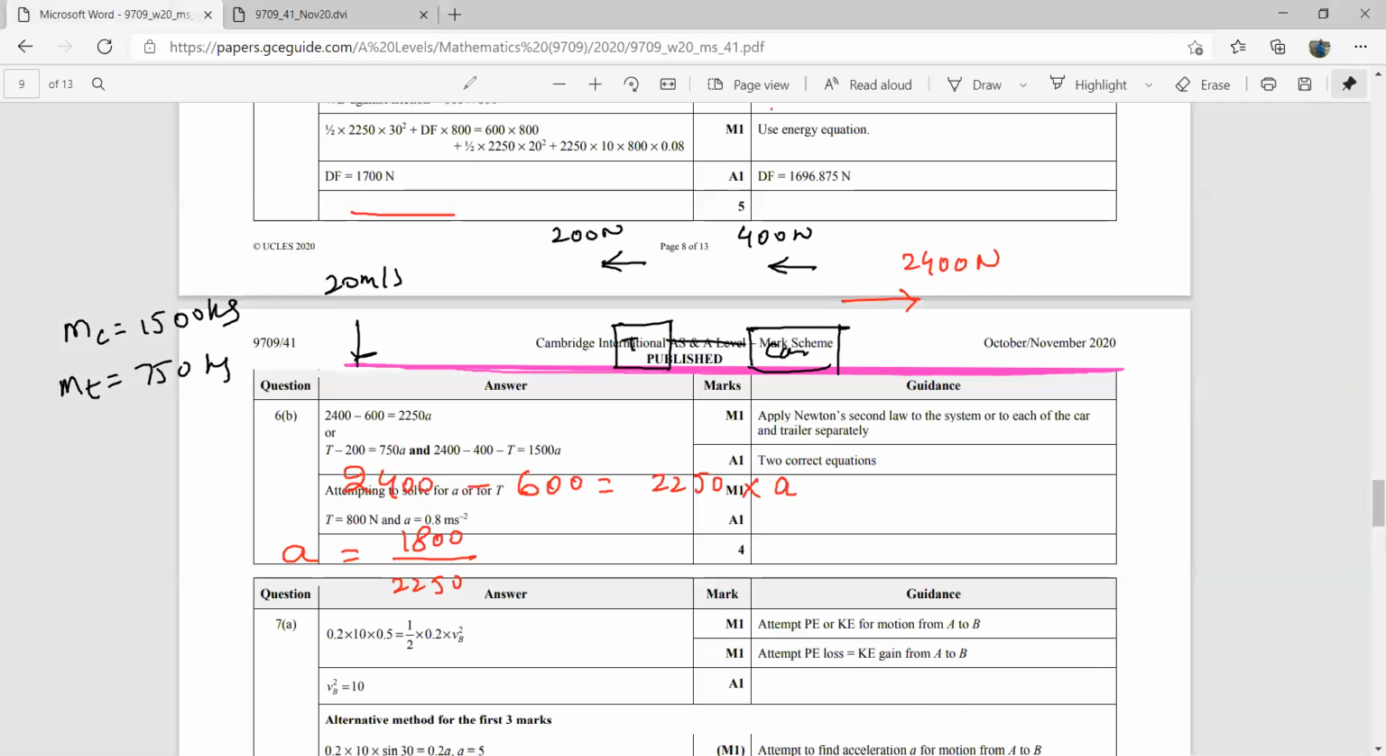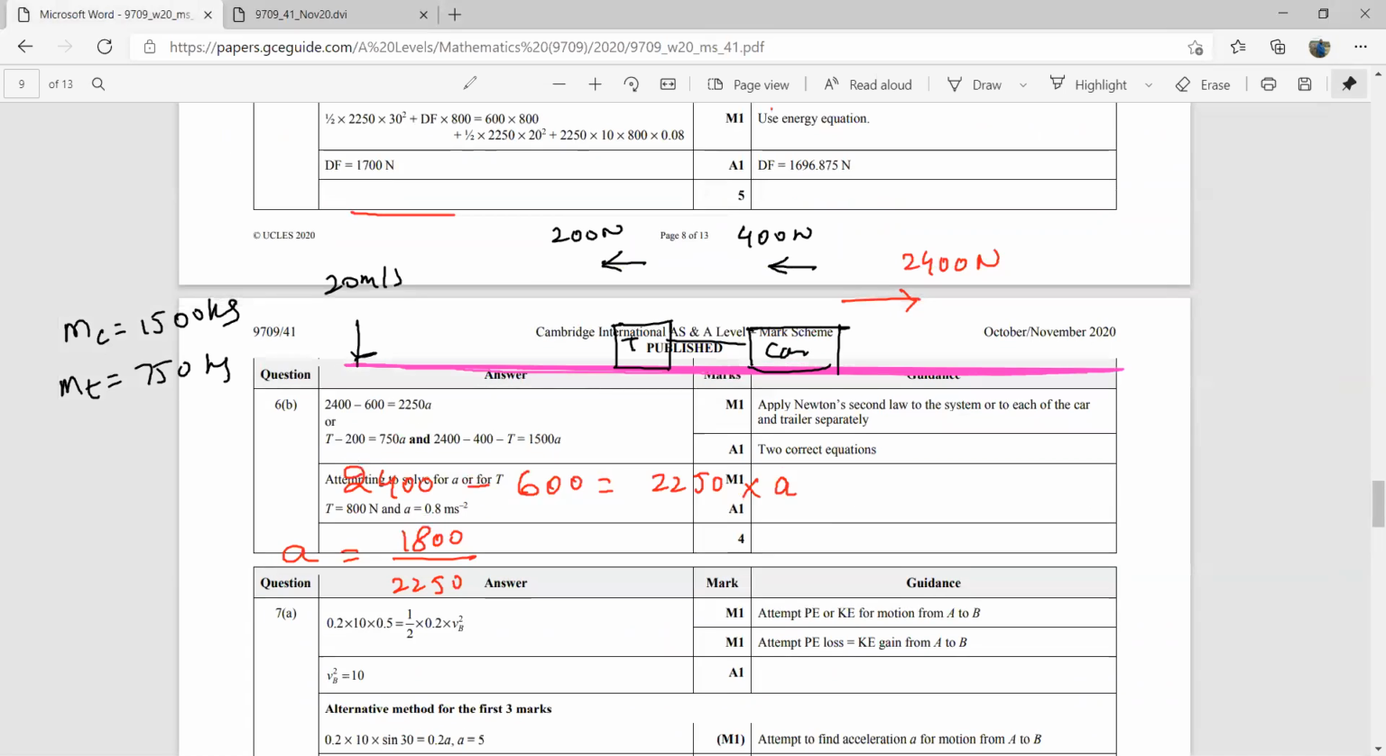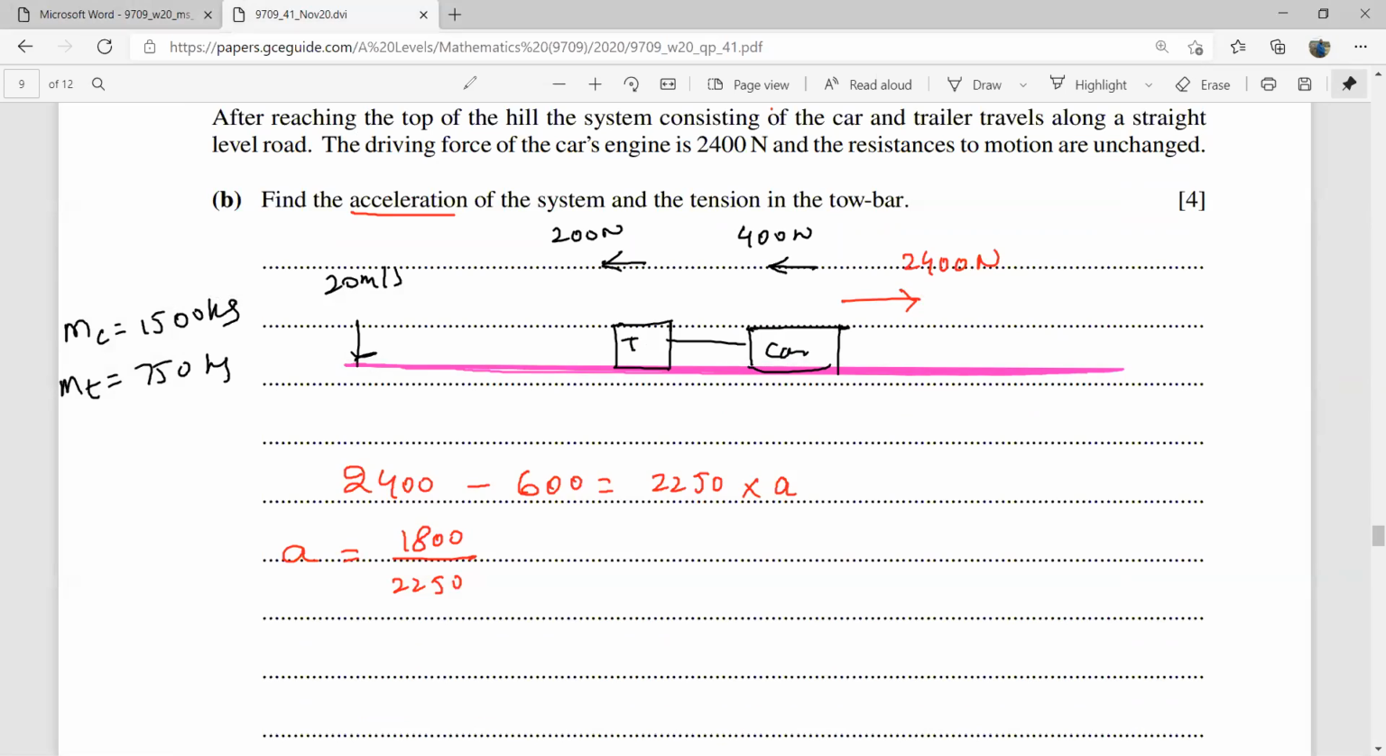Let me check the answer. Please use your calculator. This acceleration has to be 0.8. Is that 0.8? Yes sir. Okay, that's good news. That is 0.8 meter per second square.